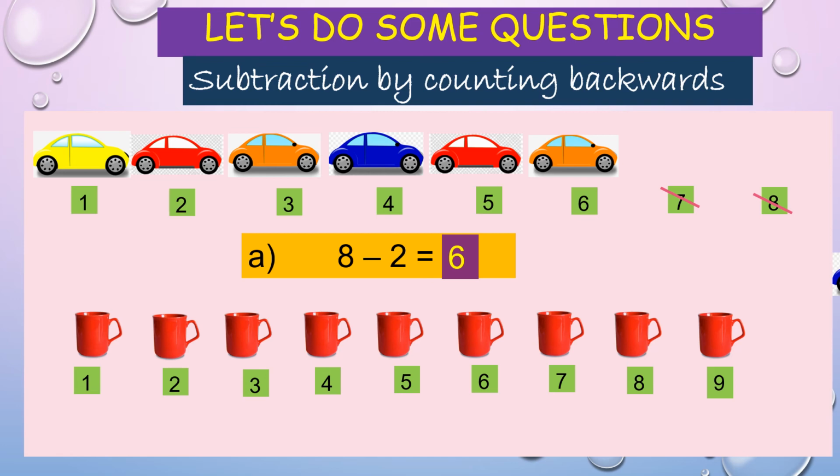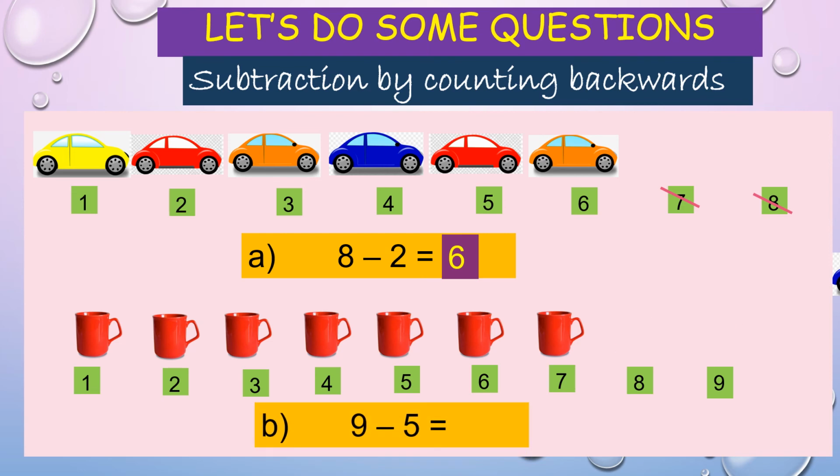by counting back. So start 9, 8, 7, 6, 5. So what is 9 minus 5 equal to? Yes, it's 4. So 4 coffee mugs are left with us.